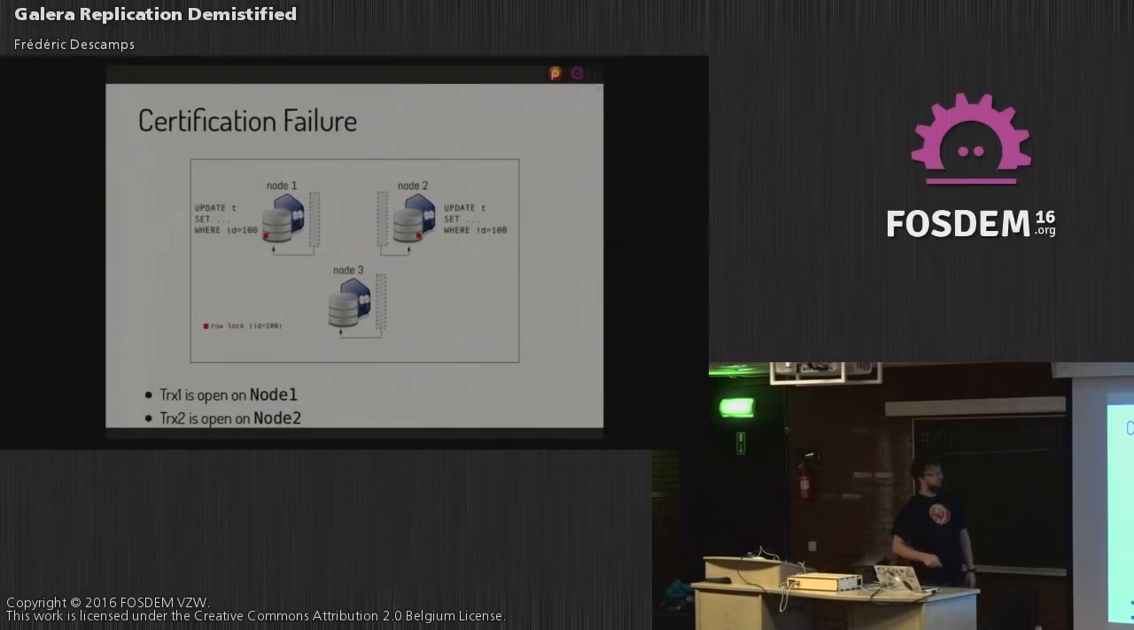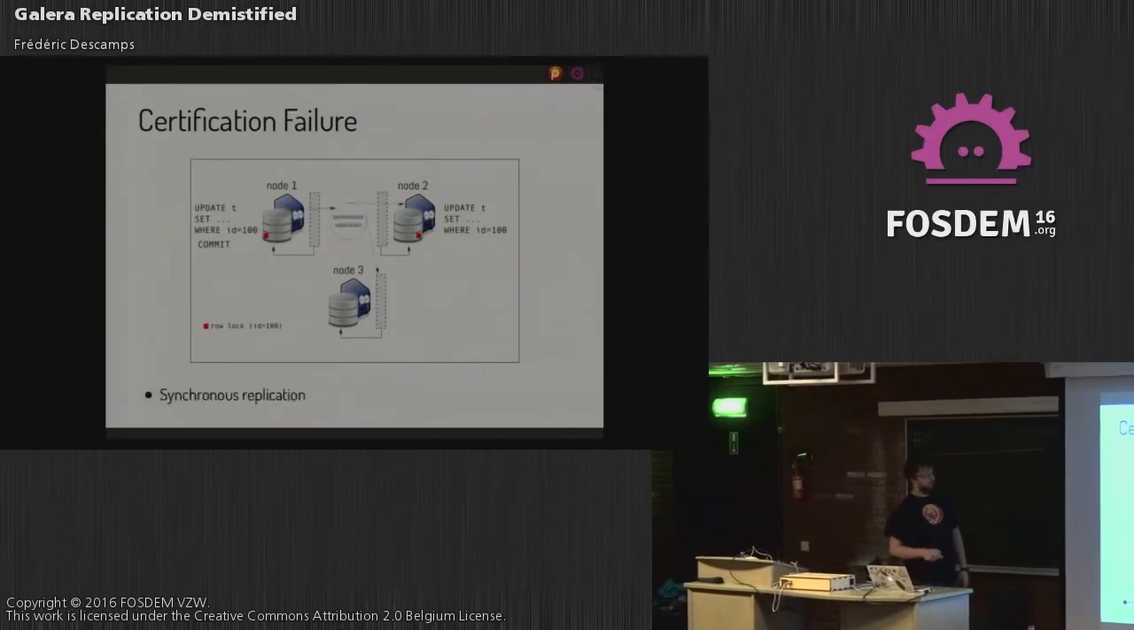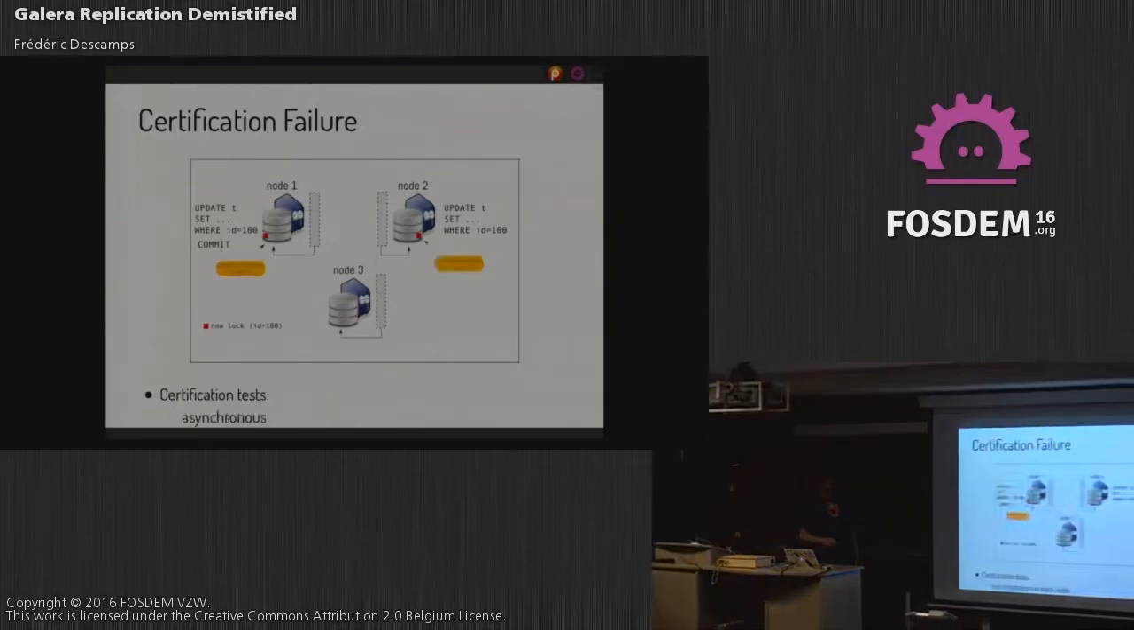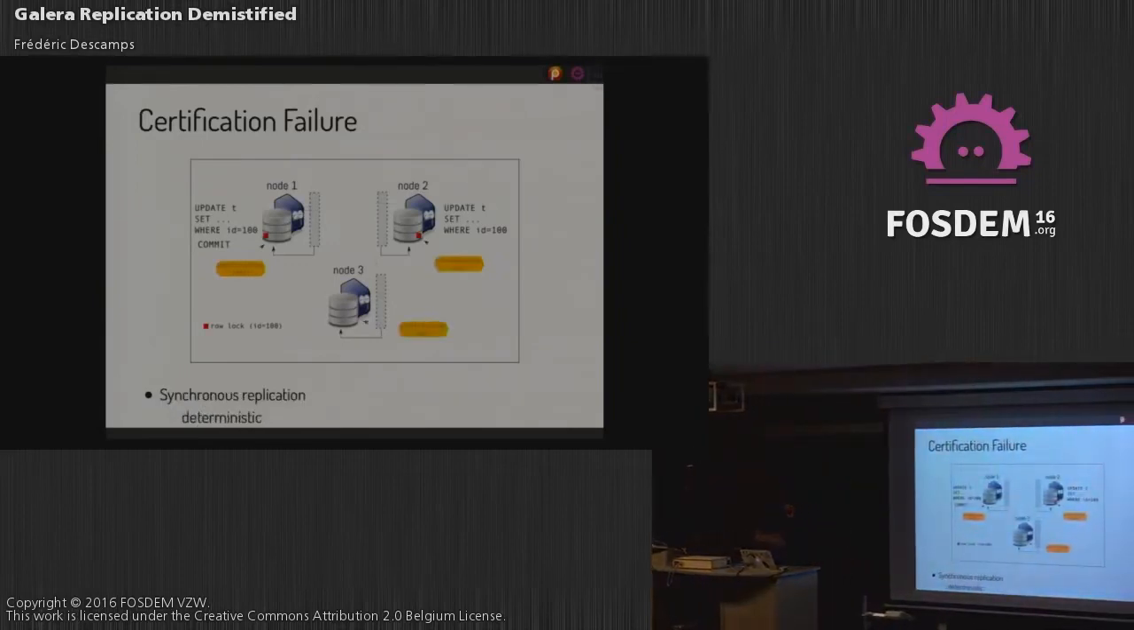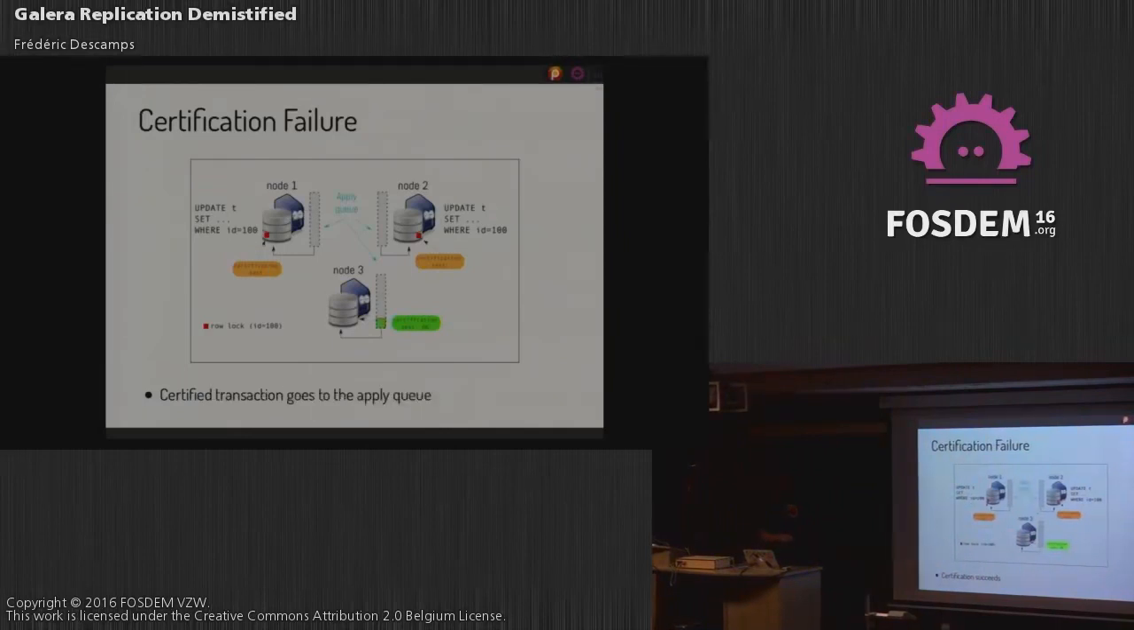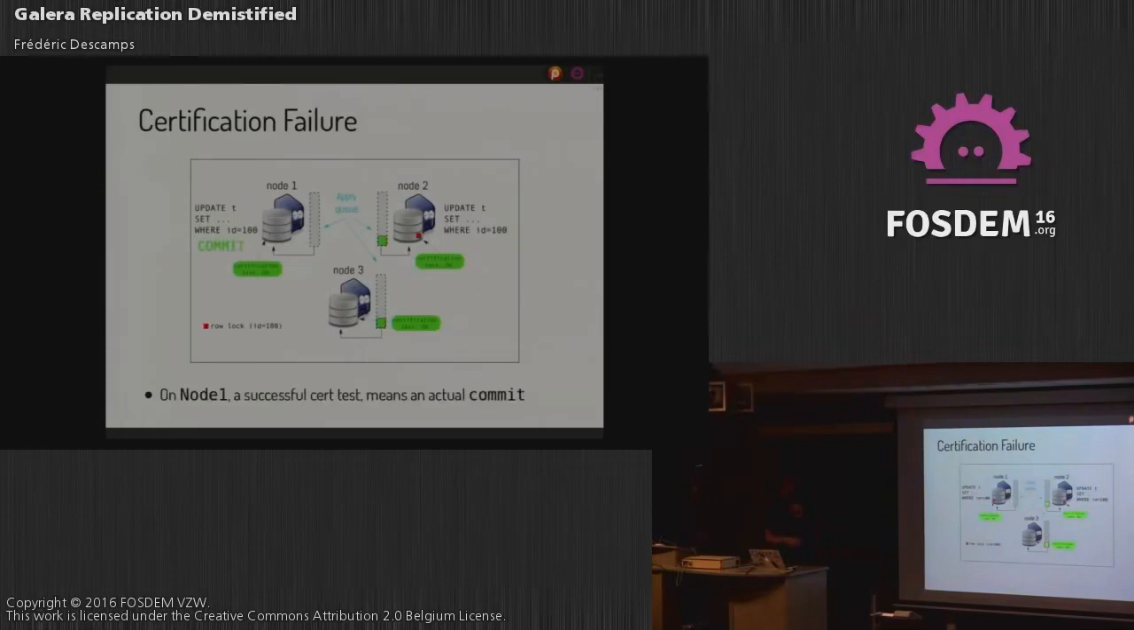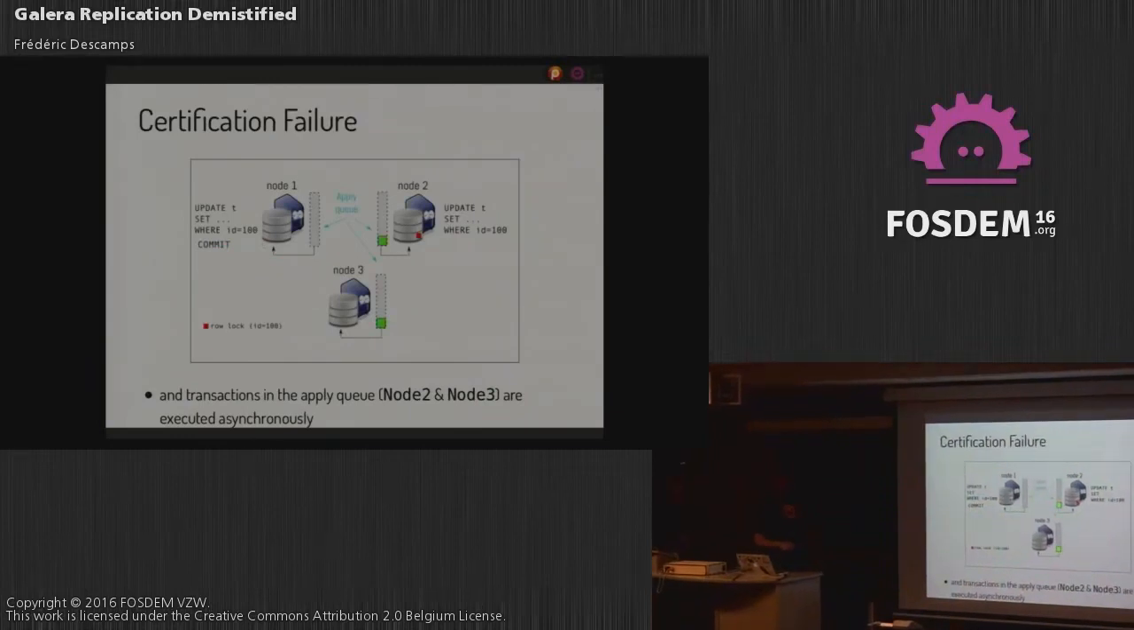So here is some explanation of certification failure, right? We change the same data, we commit here, and we synchronously replicate the data. Certification is happening on all the nodes. Then certification will succeed on the nodes. When it succeeds, we go into the queue, right? Everywhere it succeeds, we commit. The commit succeeded here, the data is there. Then it's still in the queue to be processed.